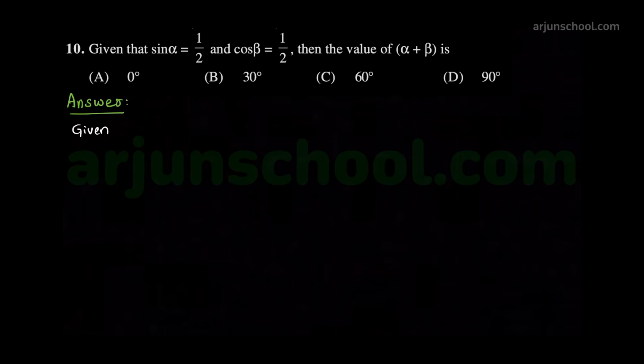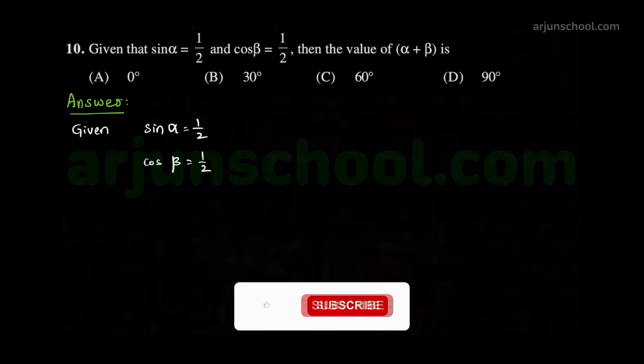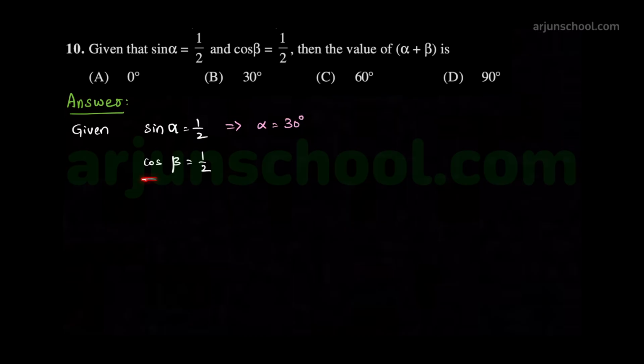We are given that sin alpha is equal to 1 by 2 and cos beta is equal to 1 by 2. These are standard trigonometric values. If sin alpha is equal to 1 by 2, then alpha is 30 degrees. If cos beta is 1 by 2, then beta is 60 degrees.